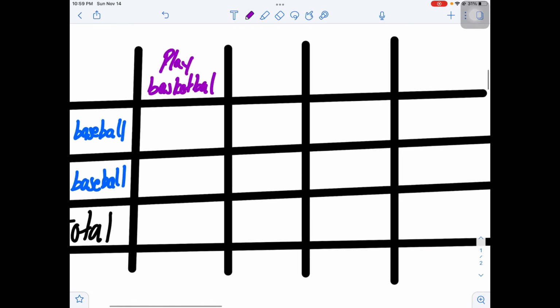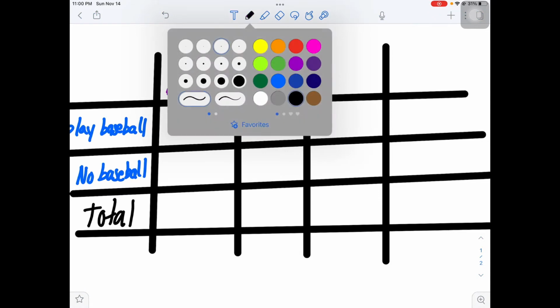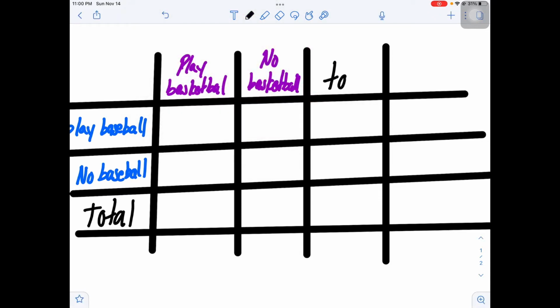Right? And this one, no basketball, right? Some students don't play basketball. Basketball, right? And here we're going to go with total, right? Total, just like that.